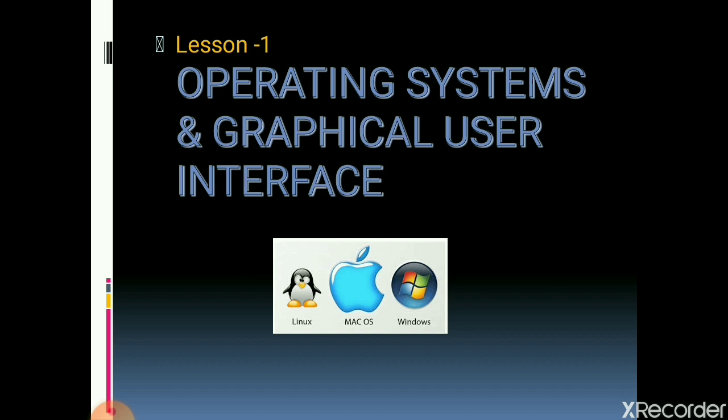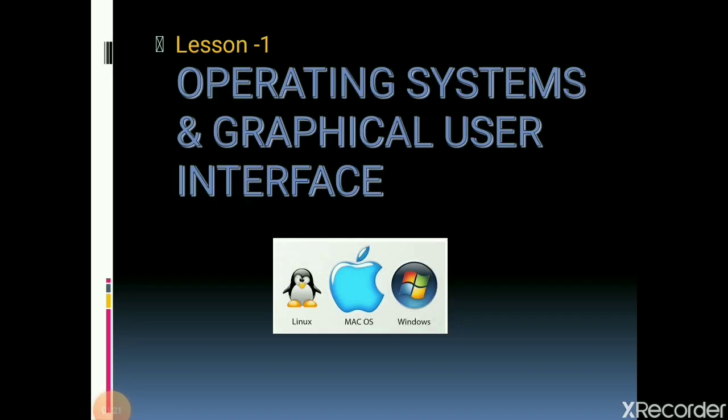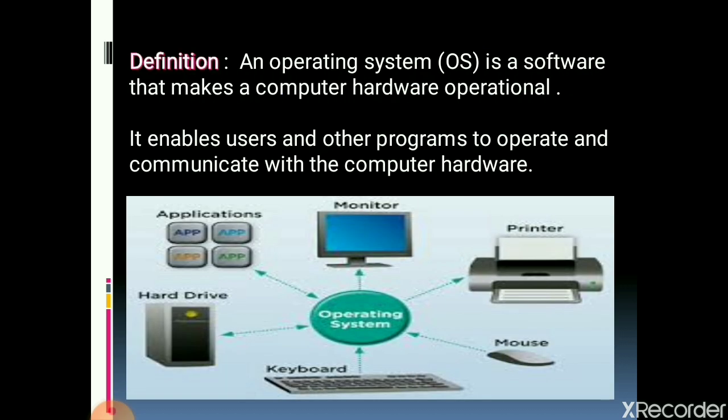Okay, so now I'm going to define operating system like this. An operating system is a software that makes a computer hardware operational. It enables the users and the other programs to operate and communicate with the computer hardware.